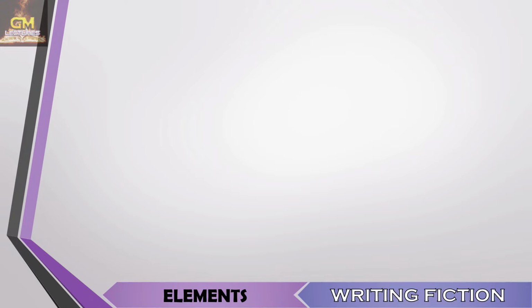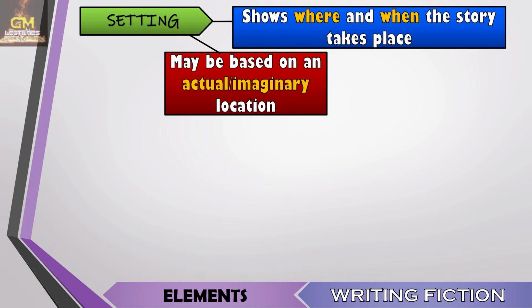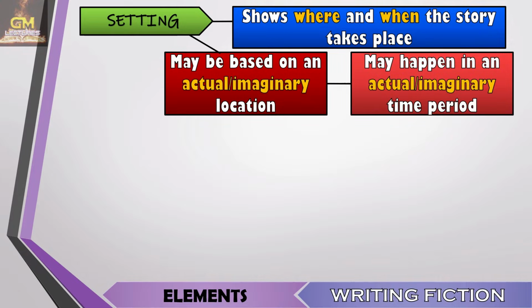Now at this point we're going to focus on another element, which would be the setting. The setting shows where and when the story takes place. It may be based on an actual or imaginary location, such as here in the Philippines or probably somewhere in another country, or pretty much an imaginary location such as Neverland. It may also happen in an actual or imaginary time period. It may happen in the present, sometime in the past, or even sometime in the future.